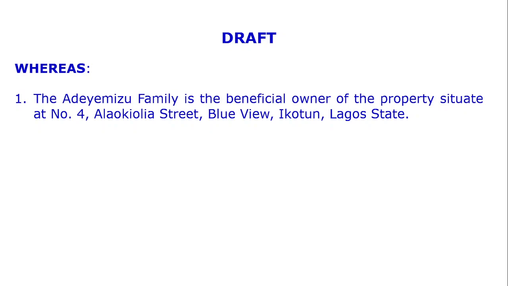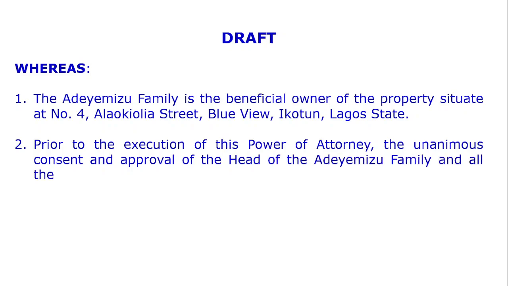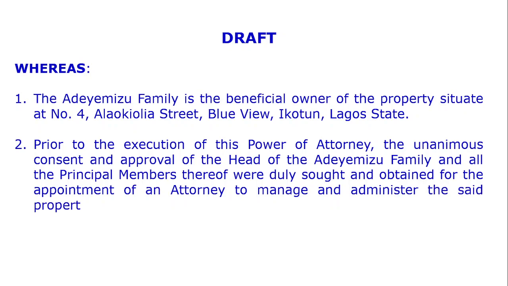Then it further discloses that prior to the execution of this power of attorney, the unanimous consent and approval of the head of the Adeyemizu family and all principal members thereof were duly sought and obtained for the appointment of an attorney to manage and administer the said property for and on behalf of the family. So can you see that by including this in the recital, you have fully satisfied the requirement under the LRL of Lagos State that you should have obtained the consent of the family head and the principal members. You have disclosed this. So you are on a safer side.